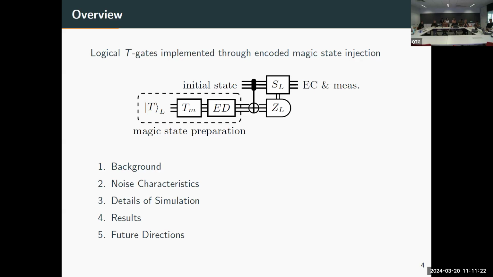Yeah, and so I'll structure the talk by outlining the noise that we're looking at. How does it work? What are the fine details? And then see what we get at the end in terms of logical noise.